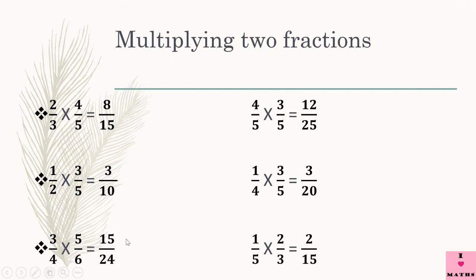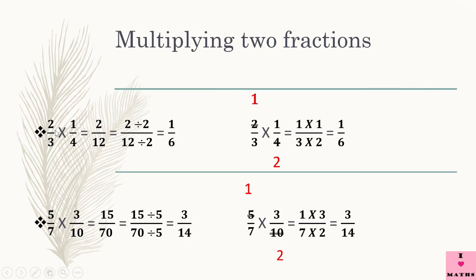When we divide 15 by 3, we get 5. 3 fives are 15. And when we divide 24 by 3, we get 8. 3 eights are 24. So 5 upon 8 will be the fraction in the lowest form. But this I will show you in the next slide. Okay, 1 upon 5 multiplied by 2 upon 3. 2 ones are 2 and 5 threes are 15. So 2 upon 15 is the product of these two fractions.